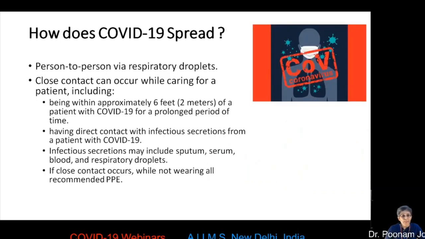How does COVID-19 spread? It is from human to human, from person to person via respiratory droplet infection. That is the primary mode of transmission, followed by close contact. And this close contact can occur while caring for a patient, including being within approximately 6 feet, that is 2 meters, of a patient with COVID-19 for a prolonged period of time, having direct contact with infectious secretions such as sputum, serum, blood, and respiratory droplets of a patient with COVID-19. If close contact occurs while not wearing all the recommended personal protective equipment.